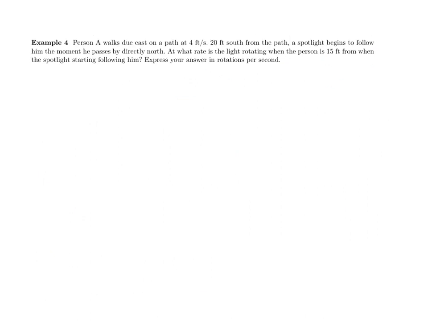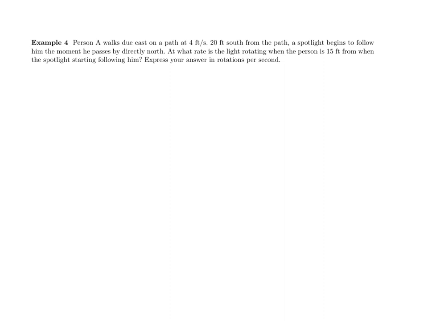In example 4, we're told person A walks due east on a path at 4 feet per second. 20 feet south from the path, a spotlight begins to follow him the moment he passes directly north. At what rate is the light rotating when the person is 15 feet from where the spotlight started following him? And we'll express our answer in rotations per second.